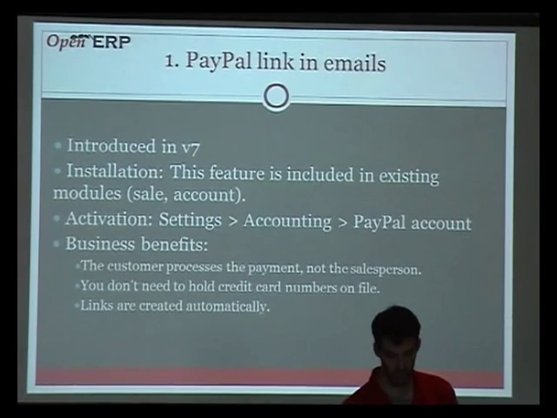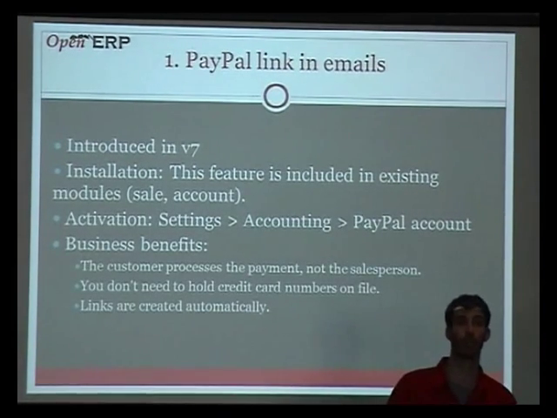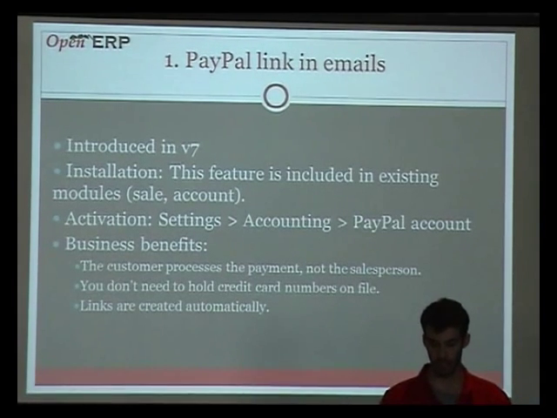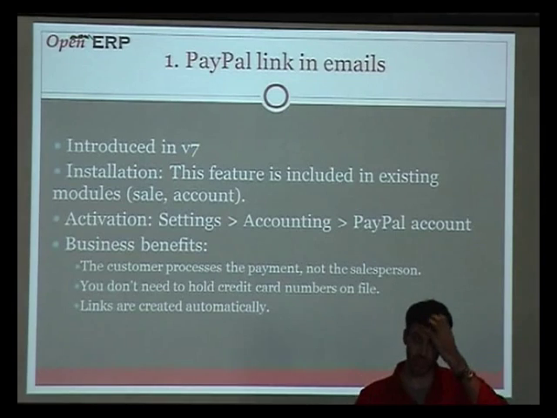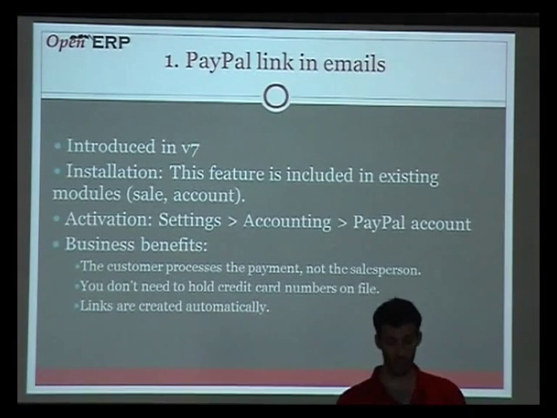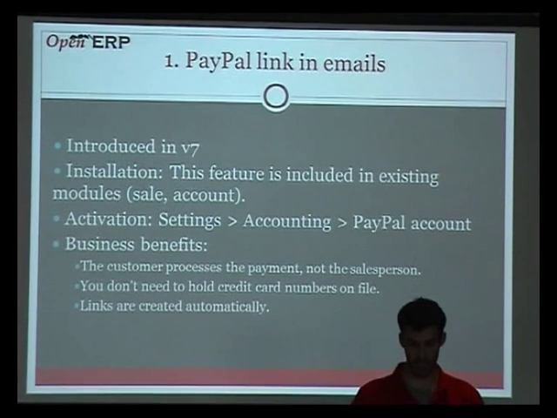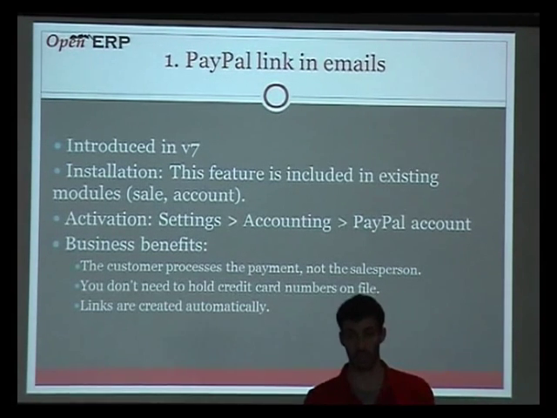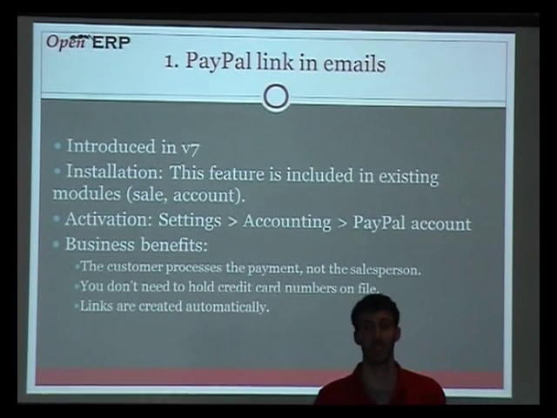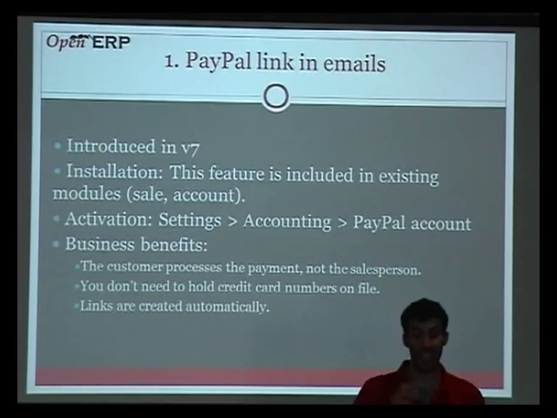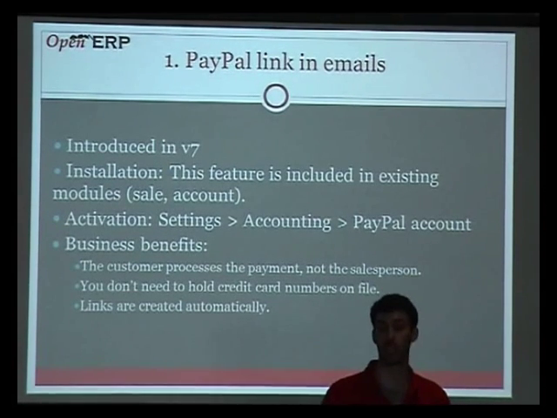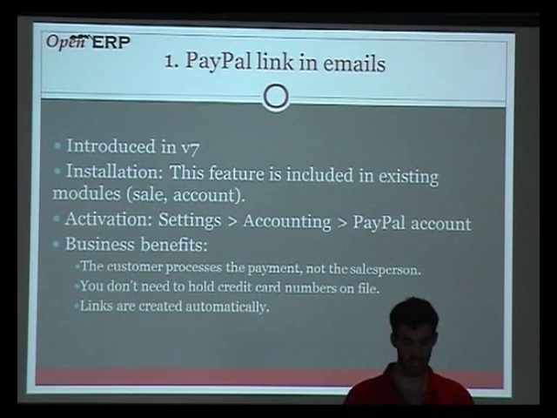So let's start with number 1, and I'm going to switch back and forth between my presentation and the product, so we'll see all this within OpenERP. The number 1 is extremely straightforward. It has been introduced in version 7. It's already existing in the sale and account modules, so as soon as you have sale or account, it's there. And the way you activate it is in the settings, accounting, and if you create a PayPal account, which is what I'm going to do in a minute, it will be activated.